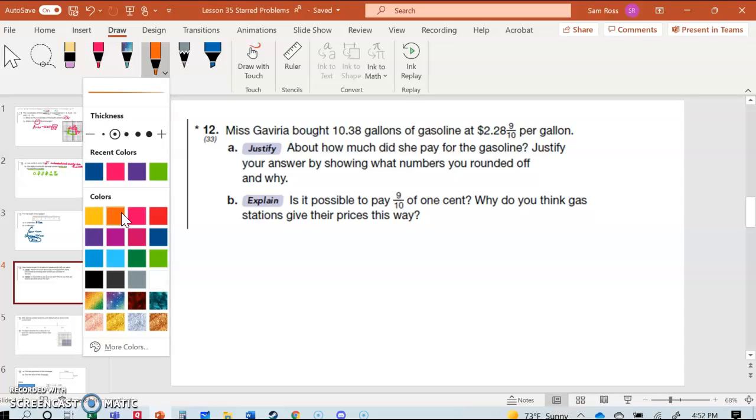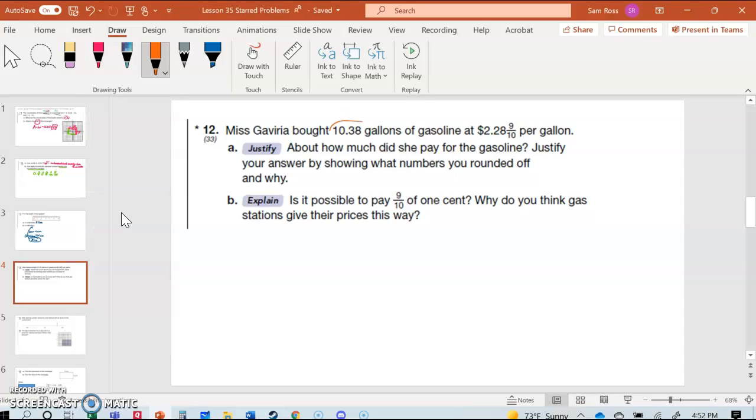Miss Gaviria bought 10.38 gallons of gas at $2.28 per gallon. About how much did she pay? So I'm supposed to round it. So 10.38 is about 10 gallons. And $2.28 is about $2. So 10 times 2 gives me about 20 bucks. I kind of showed how I rounded off there.